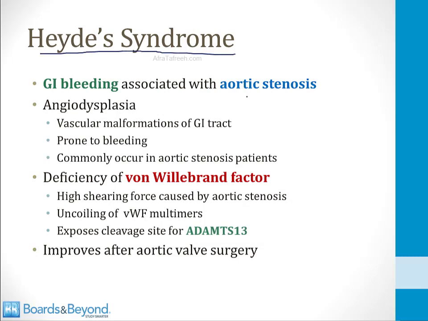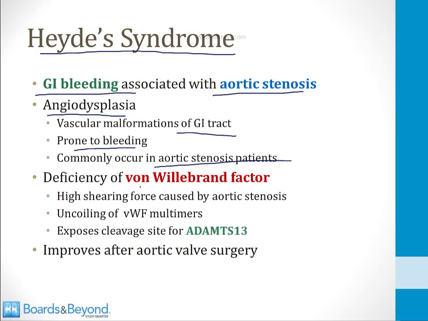This is GI bleeding that occurs in the setting of aortic stenosis. So in my field of cardiology, for many years, people noticed that patients with severe aortic stenosis often had lots of GI bleeding, and they wondered why this was the case. Well, first of all, it turns out that patients who have aortic stenosis have an increased risk of angiodysplasia. These are vascular malformations of the GI tract, and they're prone to bleeding, and they commonly occur in aortic stenosis, and that's one reason you get GI bleeding in aortic stenosis. And that's one component of Hyde syndrome.